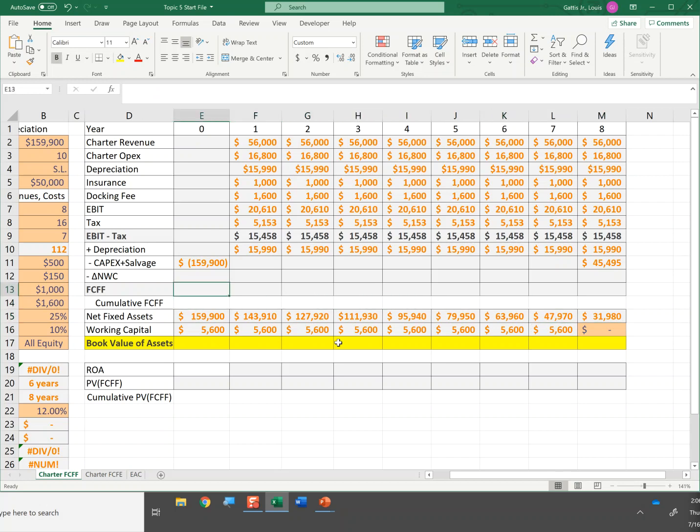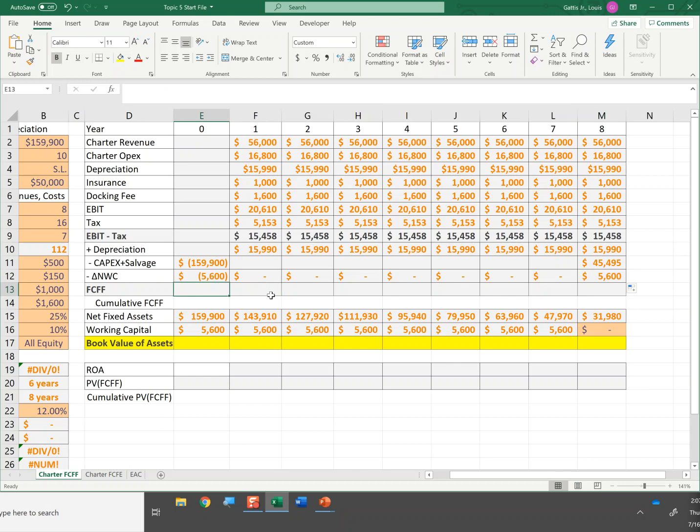So let's see what the net working capital is. Immediately it's going to cost me $5,600. And then I'm going to subtract the change in net working capital. Since I'm just maintaining a level of $5,600, there's no change until I get to the last year. And then the $5,600 comes back to me. So there's my net working capital per year.